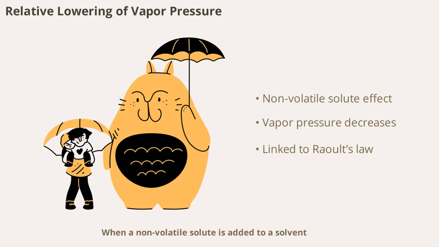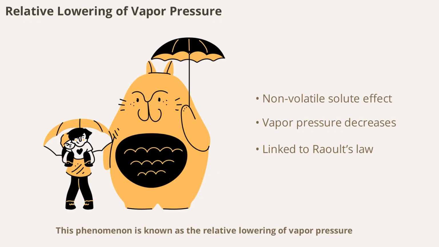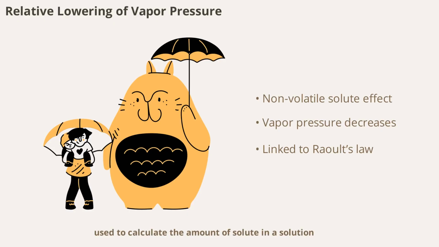When a non-volatile solute is added to a solvent, the vapor pressure of the solvent decreases. This phenomenon is known as the relative lowering of vapor pressure. It's a direct consequence of Raoult's law and is used to calculate the amount of solute in a solution. This property is important in industries where controlling evaporation is crucial.